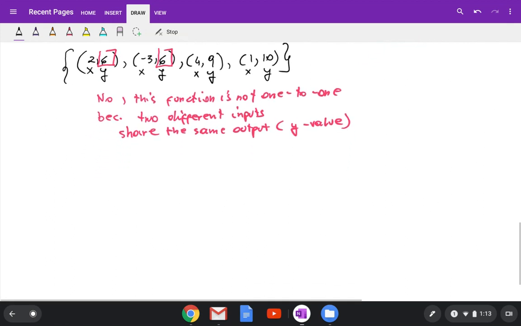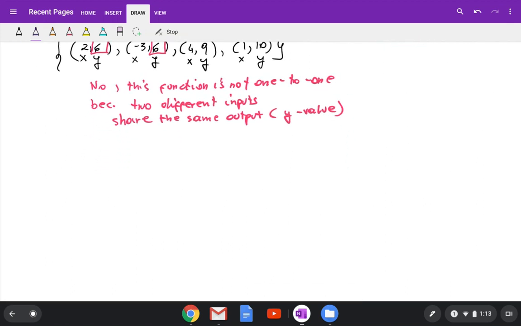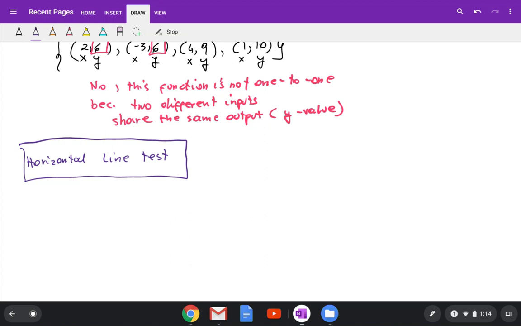Now, next, what we're going to talk about, I will give you the definition of the horizontal line test. So the horizontal line test is the test which will tell you, from the graph, if the given function is one-to-one. It works exactly the same way as the vertical line test. So you're going to draw a horizontal line, and if the horizontal line intersects or touches the graph once only, this graph represents a one-to-one function. Otherwise, it's not one-to-one.